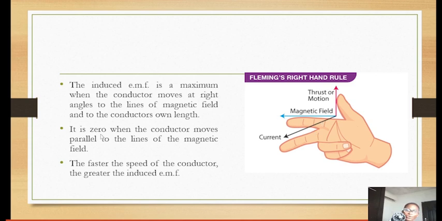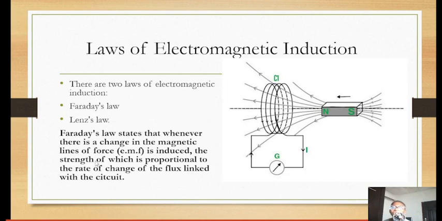It is 0 when the conductors move parallel. Don't forget that. Maximum when the conductor moves at right angle, that is perpendicular, but 0 when the conductor moves parallel to the lines of the magnetic field. When the conductor, the coil, moves parallel to the lines of the magnetic field, the induced EMF is 0. The faster the speed of the conductor, the greater the induced EMF. We've already explained that in the previous slides.